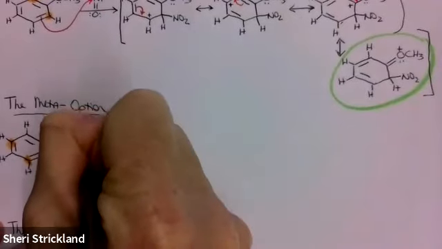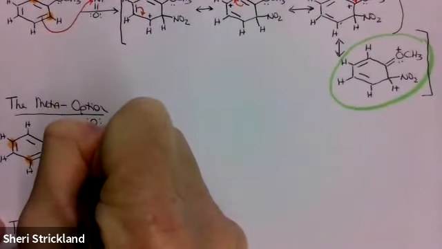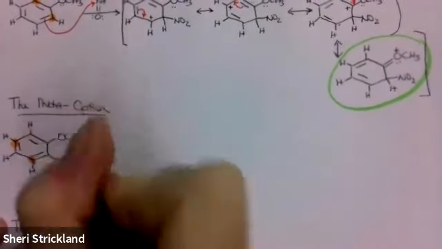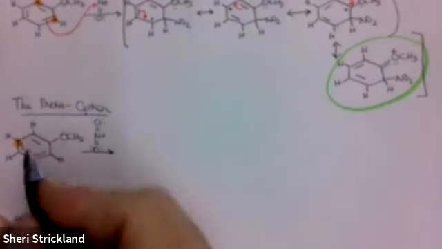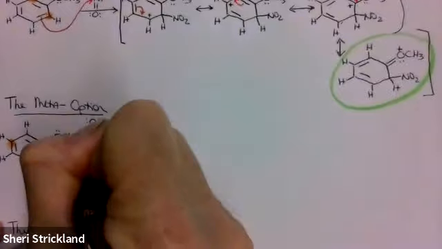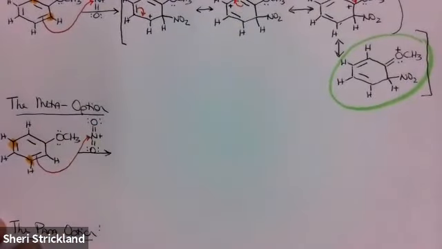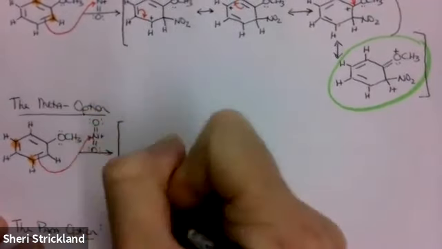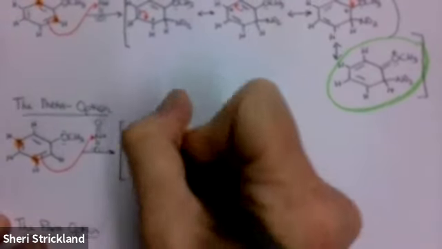So same electrophile, same reaction. Just a question of where is this incoming nitro group going to go? If we want it to land here, we can use this pair of electrons still, and we're just switching where the bond forms to the nitrogen and where the positive charge lands. All right, so let's see what this intermediate looks like.